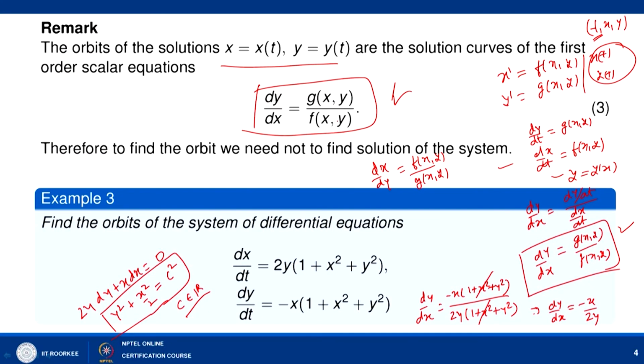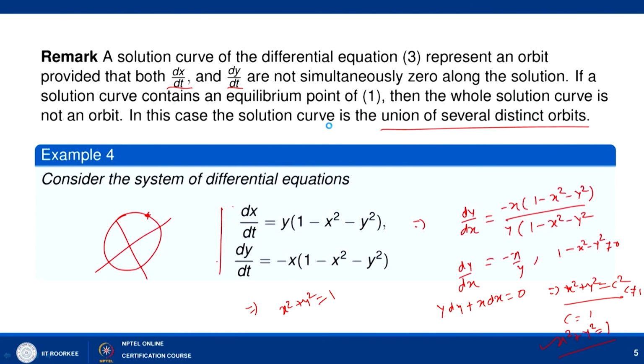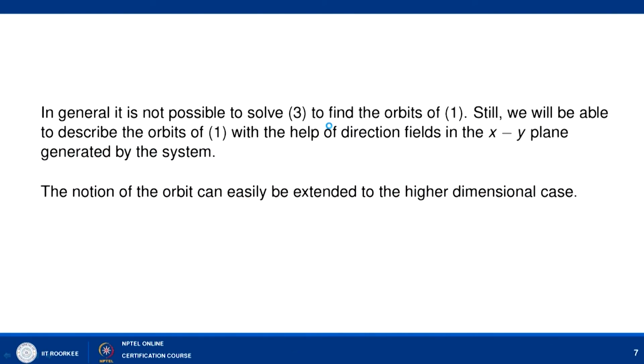Now, it may happen in general that we may not be able to solve the system dy by dx equal to g(x,y) upon f(x,y). In fact, we are able to find the orbits by solving this equation, and we know that it is quite difficult to find the solution of this scalar differential equation 3. So, what happens if this is not solvable, in the sense that we are not able to find the solution in explicit form? We will still be able to describe the orbits with the help of the direction field.